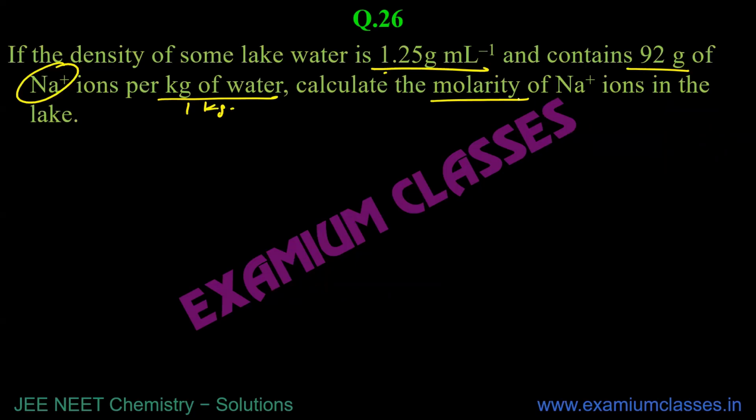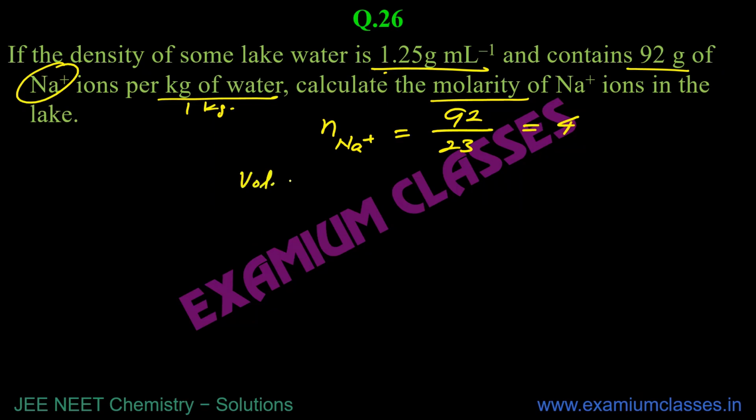Yes, Vedant, good. So we will find the volume. It is 1 kg of water. So we will find the volume of 1 kg of water, and then we will get the number of moles of sodium ions. So the number of moles of sodium ion will be given mass divided by atomic mass of sodium, which is 23. So you will get 4.